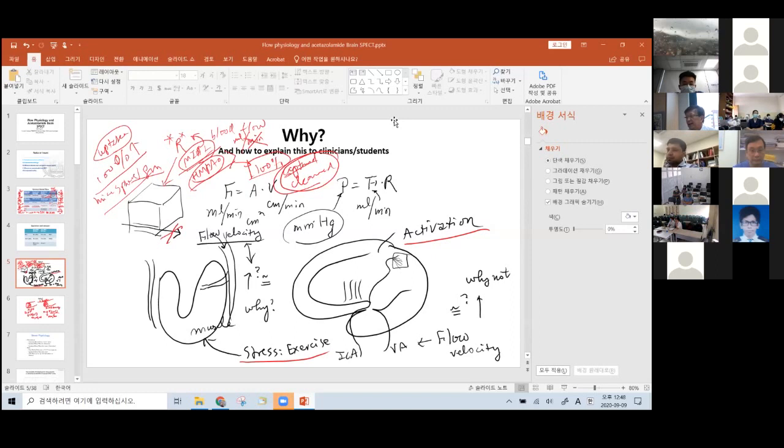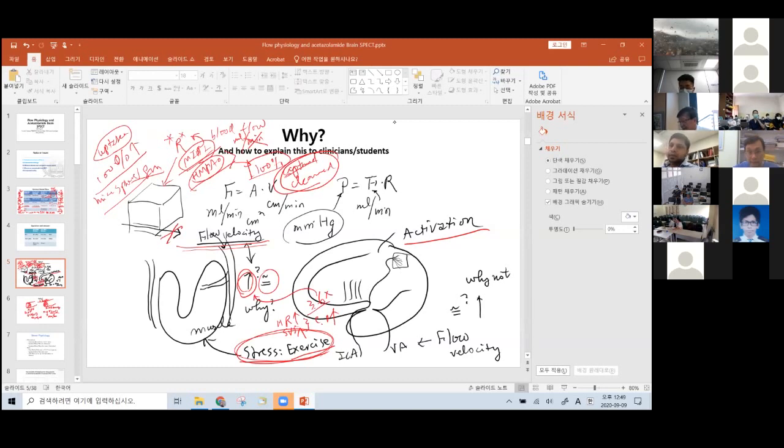Dr. Asmar, in the heart, during stress exercise, flow velocity, according to my explanation, is increased or the same? Okay, increased. Why? During exercise, heart rate is increased, stroke volume is increased a little, combining, cardiac output is increased. How much? How much is 3.6? Yeah, 6 times, and then it's increased.